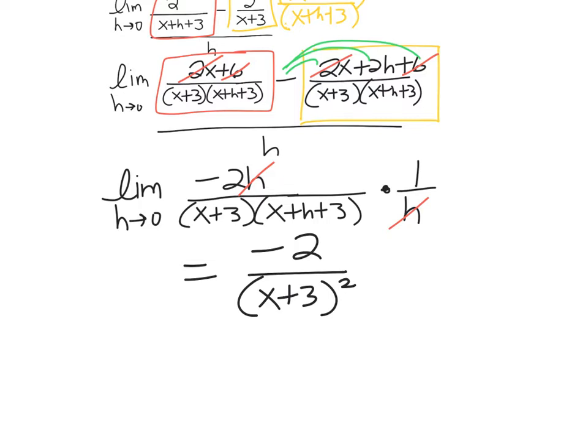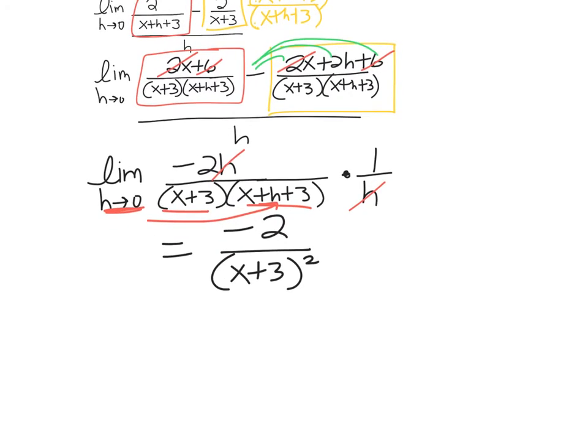So h goes to 0. I plug 0 in for h, and I end up getting an x plus 3 times an x plus 3, which is x plus 3 squared. Okay, what did I just find? Well, we're going to learn next chapter that I just found the derivative. That's what that is. I found a formula to give me the slope of the tangent line at any x value.